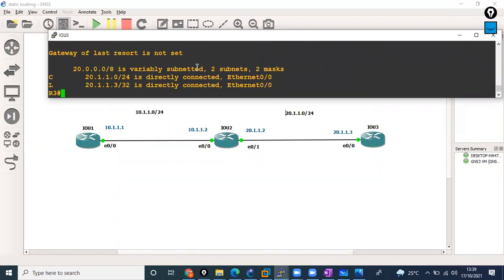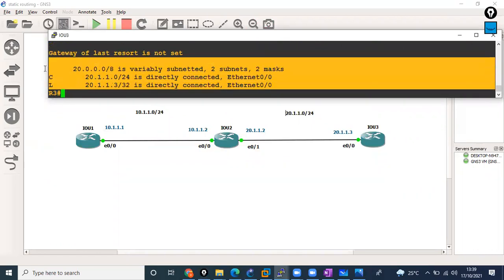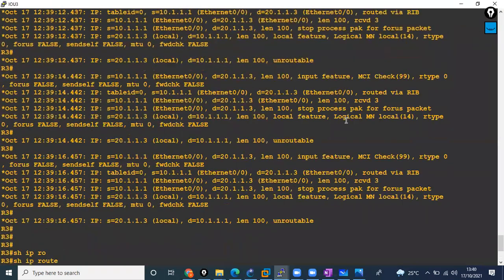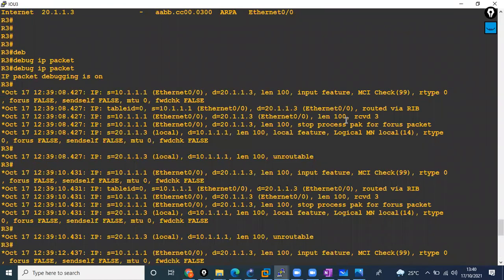Show IP route. Is there any static route? No. So what is missing? Your reverse route is missing. Okay, what is missing? Your reverse route is missing over here.